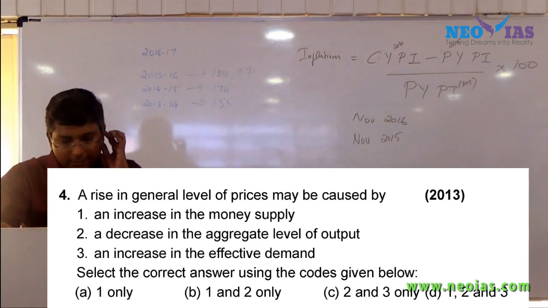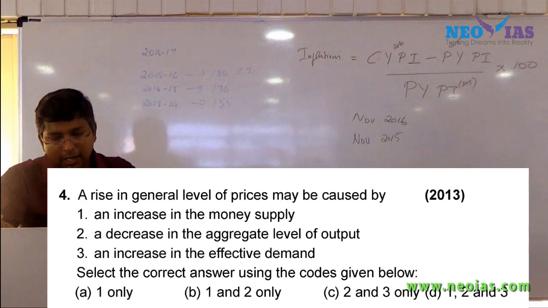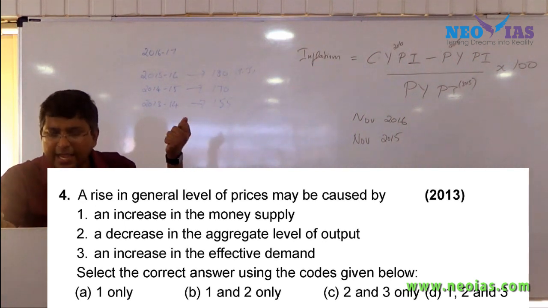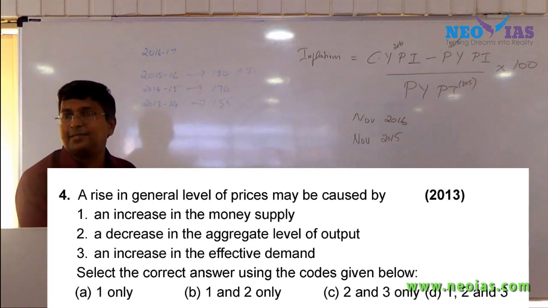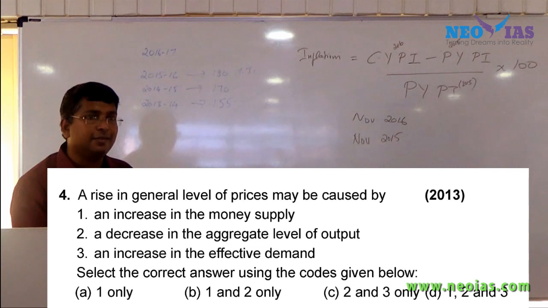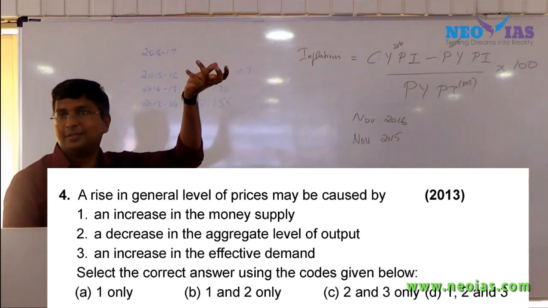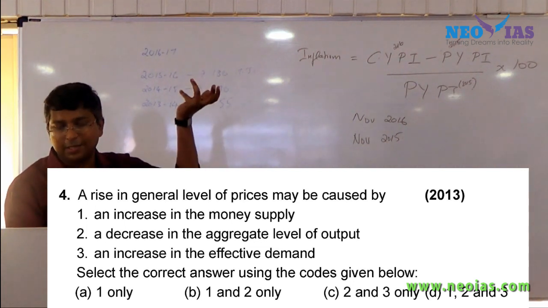So 1 is correct. Then a decrease in the aggregate level of output. What do you mean by a decrease in the aggregate level of output? Supply has decreased. The supply has decreased, price will increase.